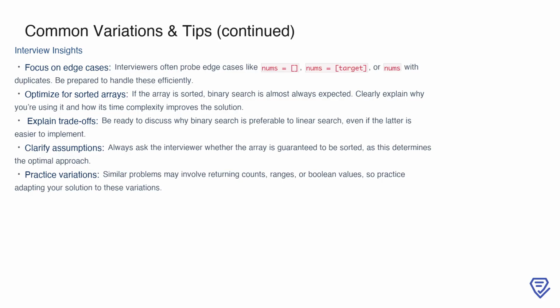Additionally, be prepared to discuss trade-offs. For instance, while linear search might be easier to implement, binary search is far more efficient. Make sure to clarify any assumptions, such as whether the array is guaranteed to be sorted, so you can choose the optimal approach. Lastly, practice solving variations of this problem, as interviewers might tweak the requirements to involve returning counts, ranges, or Boolean values instead of indices.